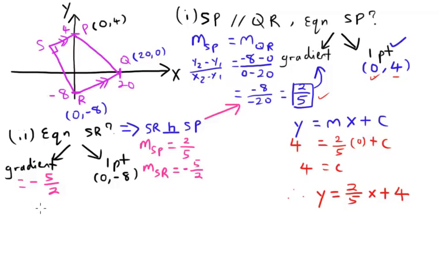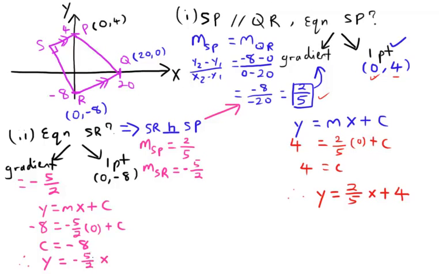How should we find it? y equals mx plus c. Your y is -8. m is -5/2. x is 0. And you will get your c as -8. Therefore, your equation is y equals -5/2 x plus c, which is -8. So that is your equation for SR.